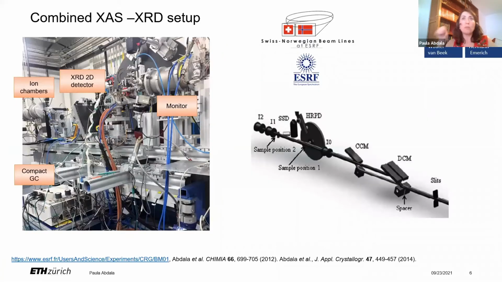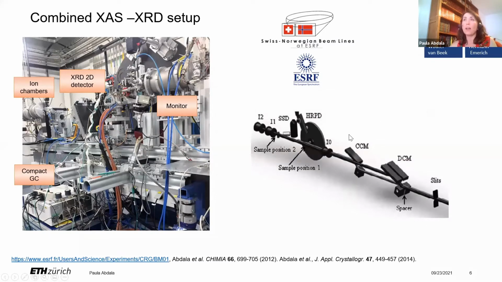This is a broader picture of the Swiss Norwegian Beamline, the BM31 at the ESRF, which has been designed and constantly upgraded by these two scientists, Walter van Beek and Herman Emmerich. This is a schematic of the beamline.